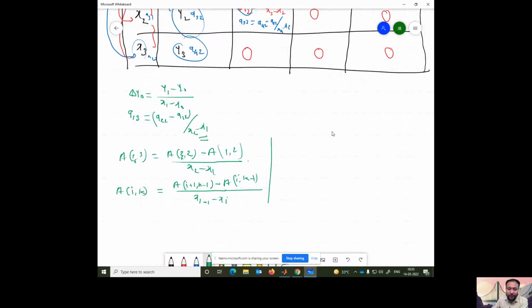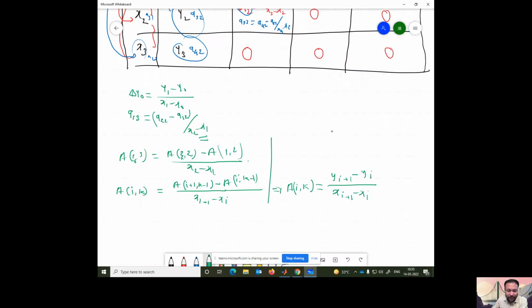Now, if I want to write this, instead of writing a this, can I write it in a different form? Suppose, if I want to write like this, a I comma k, I don't mind, is equal to, it is x I plus 1 minus x i. This location is y I plus 1 minus y i.